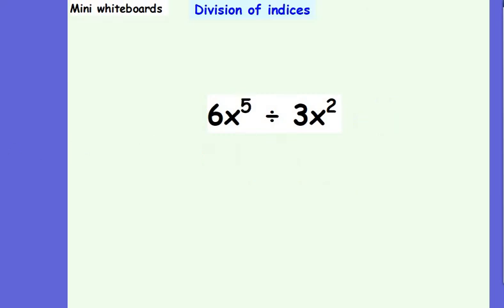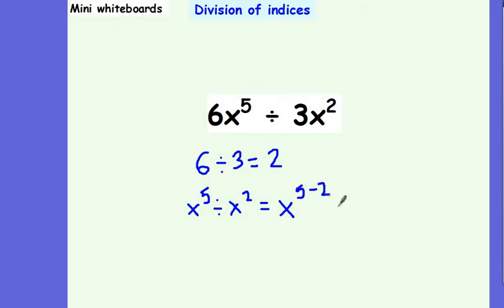How about now? Pause the video, have a little think. Right, let's go through it. My numbers are the same. 6 divided by 3 gives me 2. My letters, I've got x to the power of 5 divided by x to the power of 2, which is x to the power of 5 take away 2, x to the power of 3. So my final answer is 2 lots of x to the power of 3.